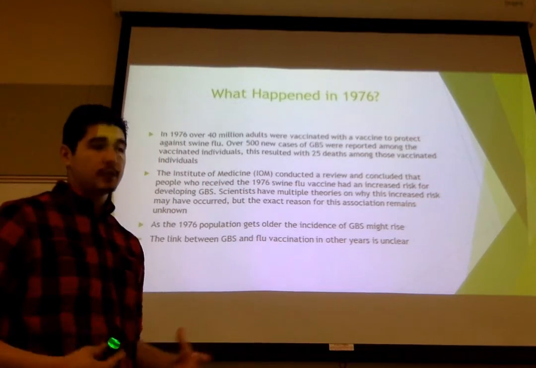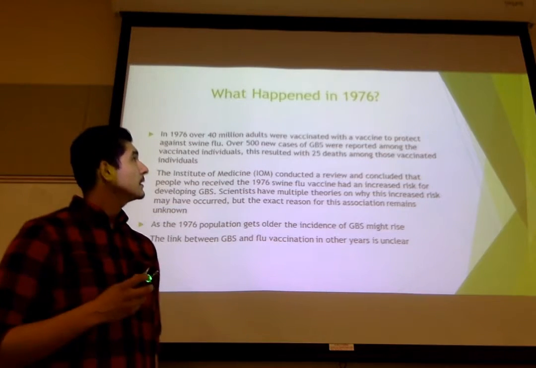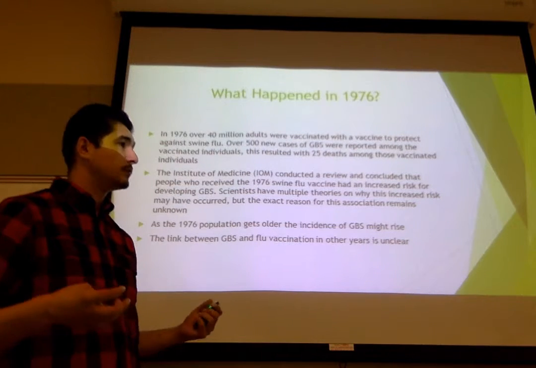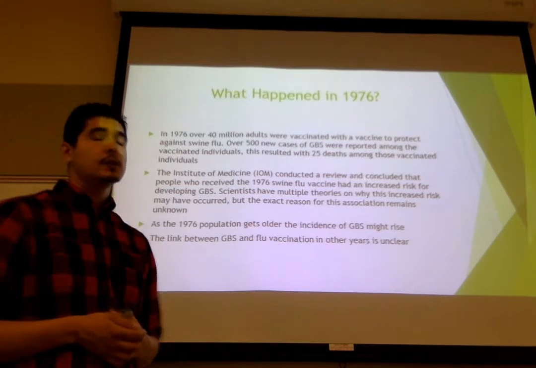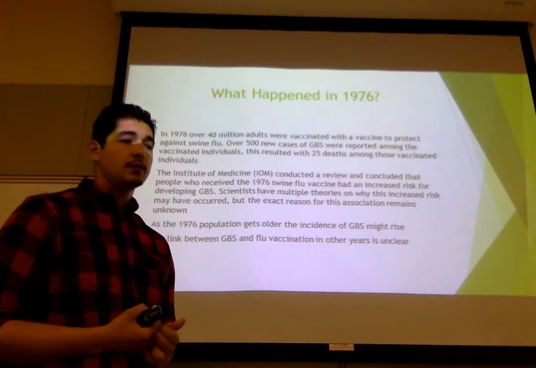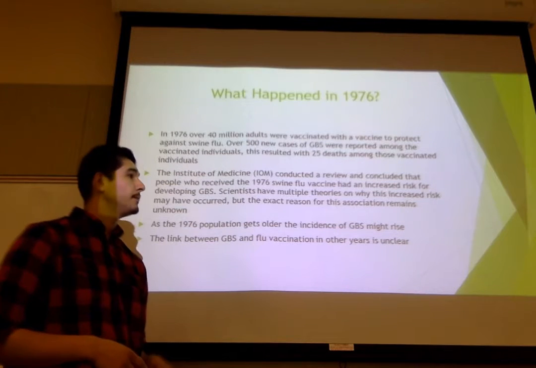So what does that mean for us? Because this happened a long time ago in 1976, we're going to start seeing an increase in age in these people. These people are becoming older. So we might start seeing an increase in Guillain-Barré syndrome diagnoses. So be on the lookout for that.